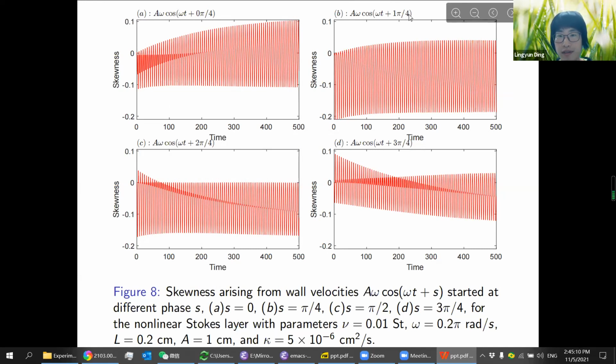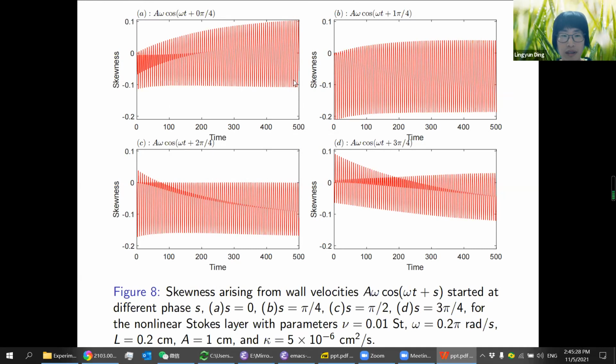by different phases. So for example, here is 0, here is pi over 4, this is 2 pi over 4, and this is 3 pi over 4. And here we plot the skewness of the distribution. We can see that they have quite different patterns.